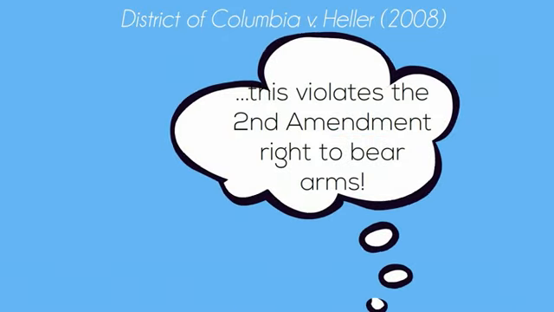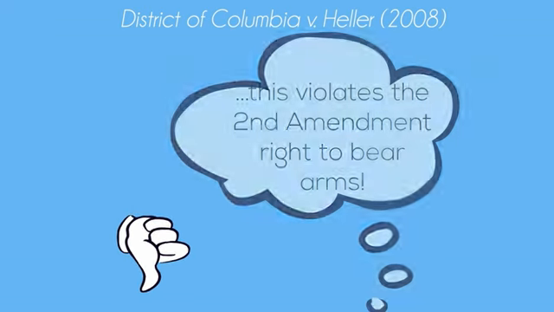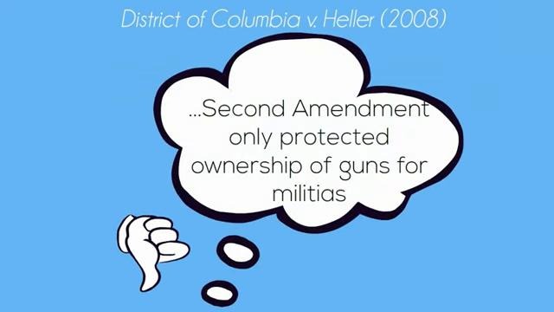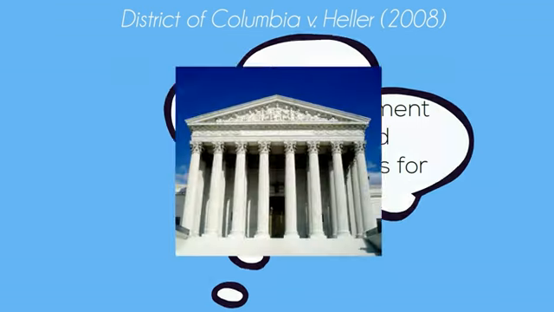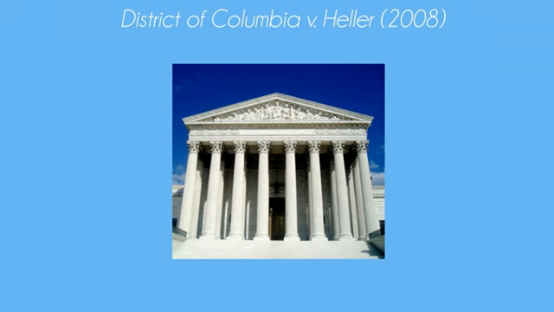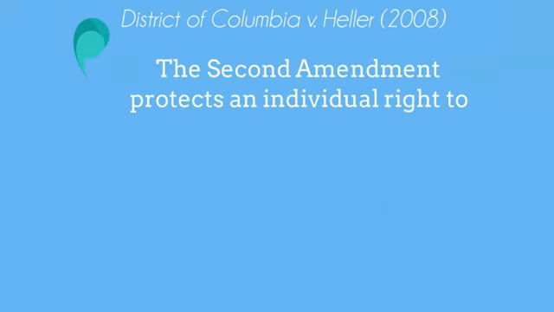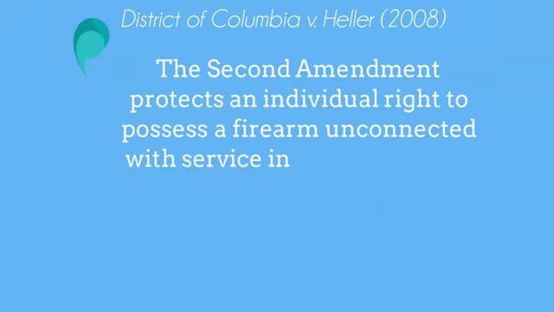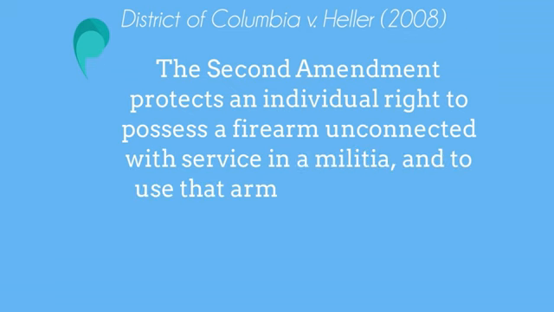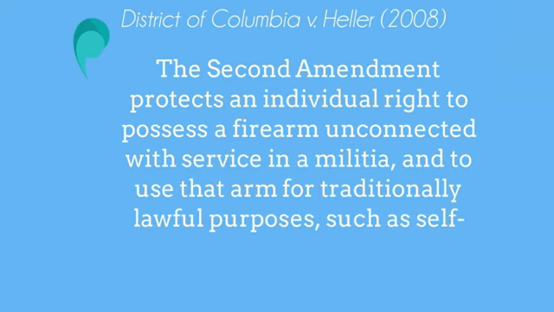The federal court said it did not because the Second Amendment only protected ownership for guns for militias, or groups of people who are not part of the military but are trained like soldiers for emergencies, such as the National Guard. Heller appealed to the Supreme Court, and he won. Let's take a look at the words of the Supreme Court. The Second Amendment protects an individual's rights to possess a firearm unconnected with service in a militia, and to use that firearm for traditionally lawful purposes such as self-defense within the home.